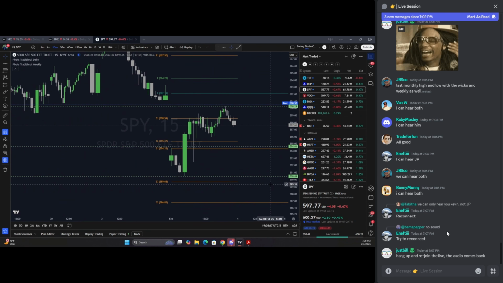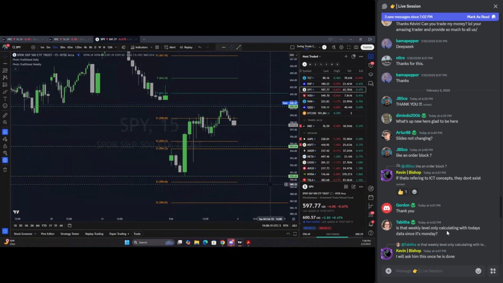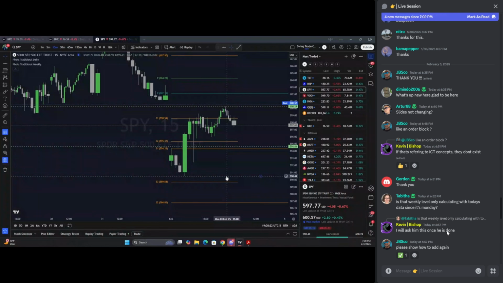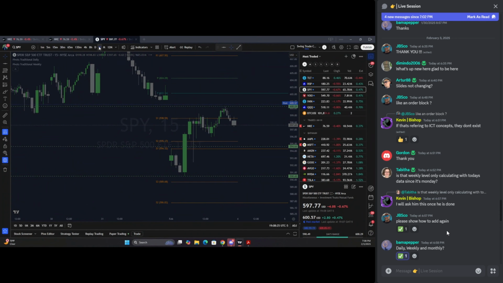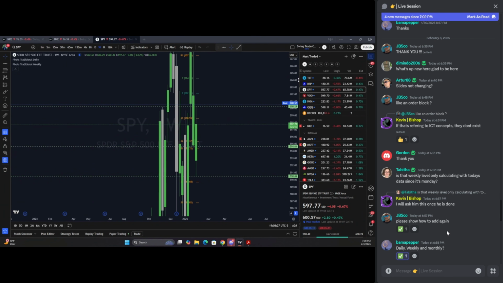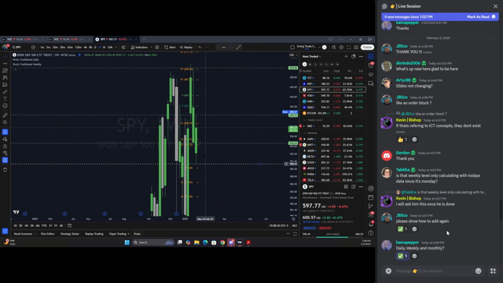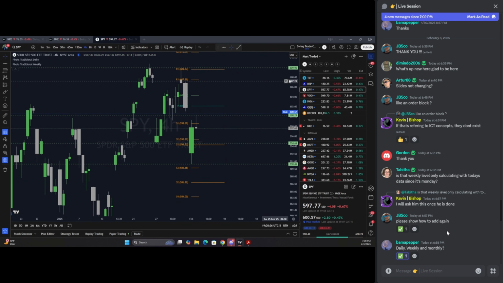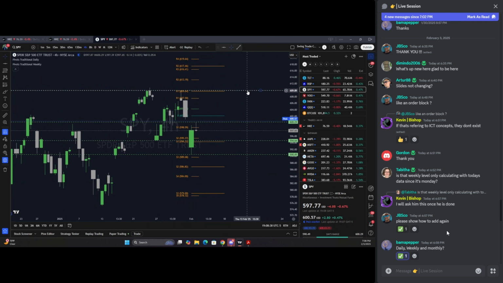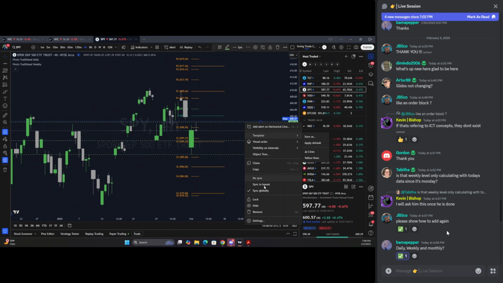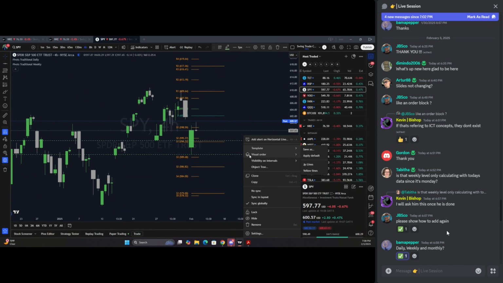Okay, cool. SPY actually bounced off a weekly low, by the way. Is that the previous week? Someone asked, is that weekly level only calculating with today's data since it's Monday? It's the previous week.